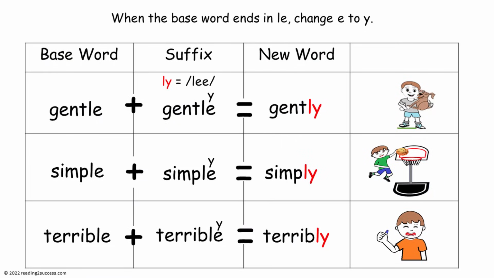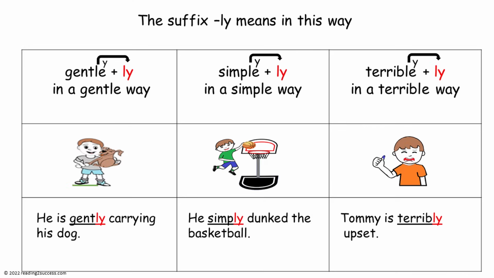Now introduce kids to rule 3. When the base word ends in le, change the e to y. The suffix ly means in this way. Gently means in a gentle way, as in the sentence, he is gently carrying his dog. Simply means in a simple way. He simply dunked the basketball. And terribly means in a terrible way. Tommy is terribly upset.